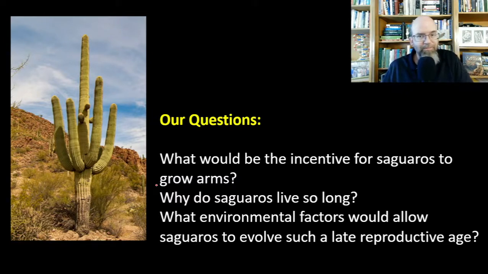Why do saguaros live so long? Why do we observe that they have long lifespans? And what environmental factors would allow saguaros to evolve such a late reproductive age? In my class, we've discussed life history traits, that is, patterns that organisms go through in terms of their history, the history of their life.